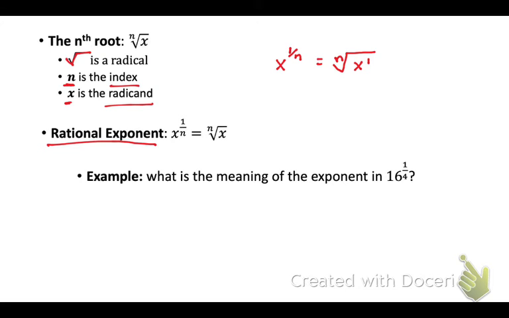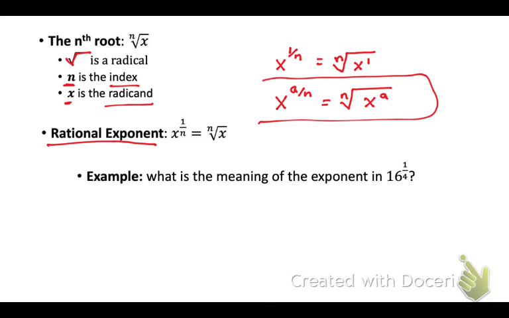Now I'm going to take this a step further and say x to the a over n is equal to the nth root of x to the, guess what? A. Do we have to write that one? Well, this is the general rule because the numerator isn't always going to be 1. Does that make sense? When I see something with a rational exponent, the denominator tells me the root, the numerator tells me the power. Understood?